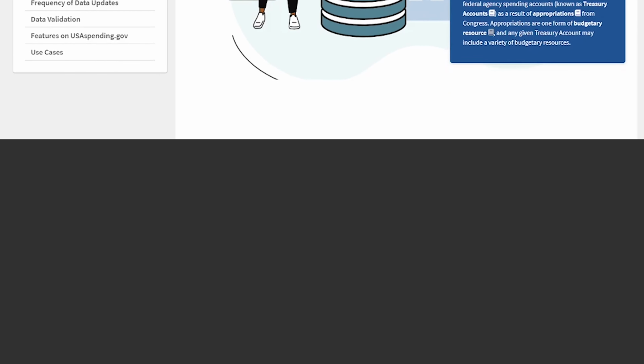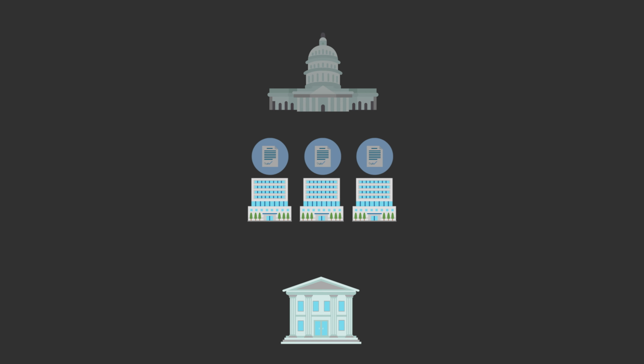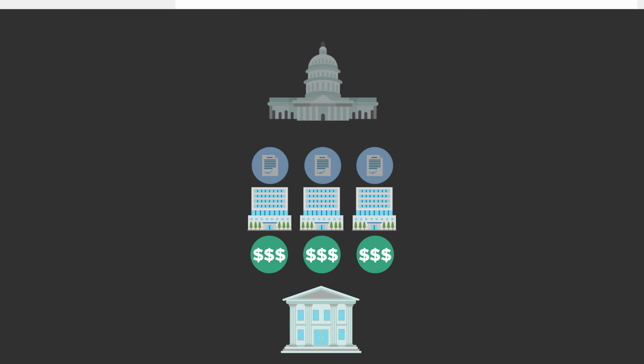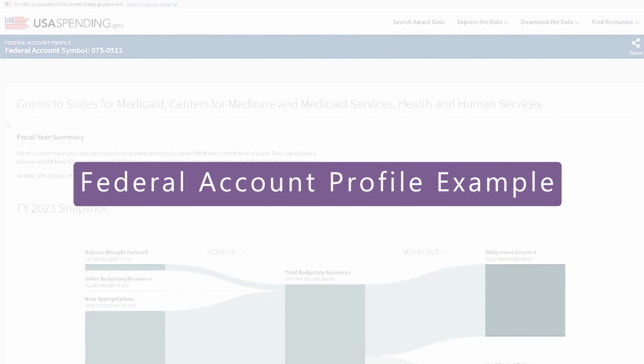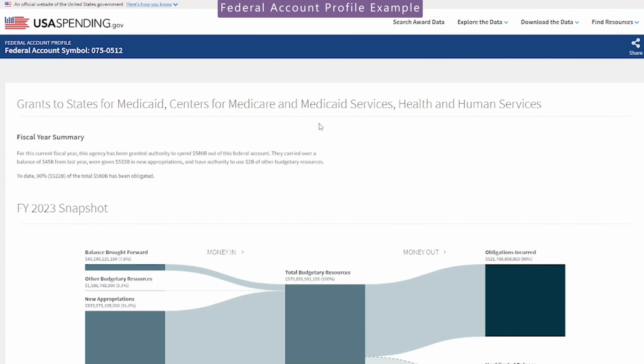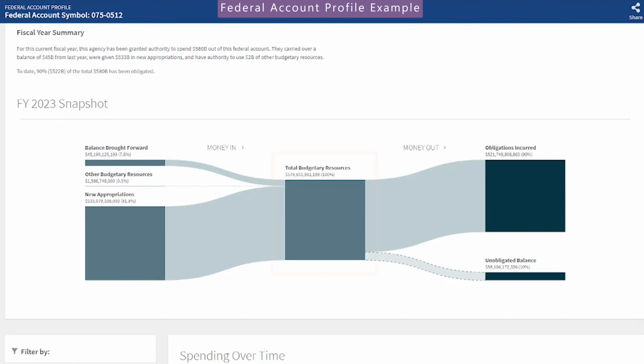Each year, the Treasury Department issues funds to federal agency spending accounts called Treasury accounts, and these funds may include appropriations. Let's look at an example on one of our federal account profile pages. Each federal account shows a collection of Treasury accounts grouped by agency and account code. Notice the total budgetary resources figure in the middle of the diagram, which is partially made up of new appropriations from the left side of the diagram.